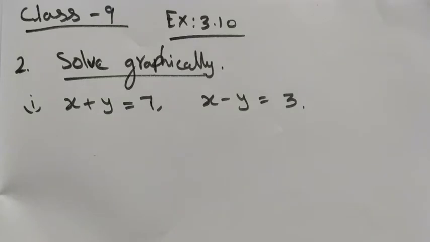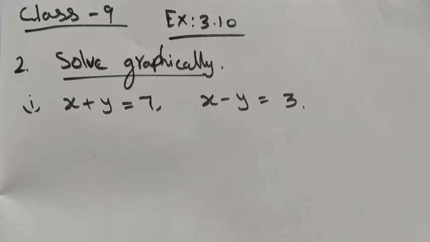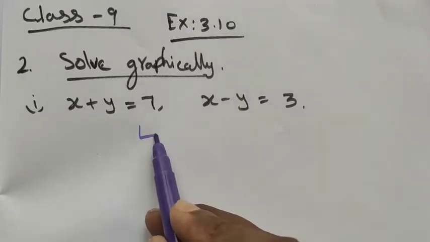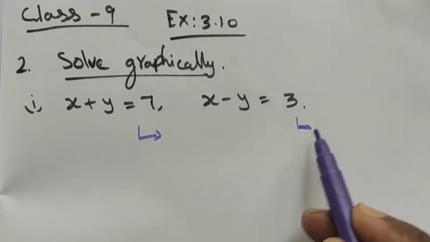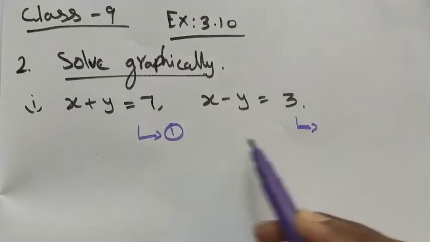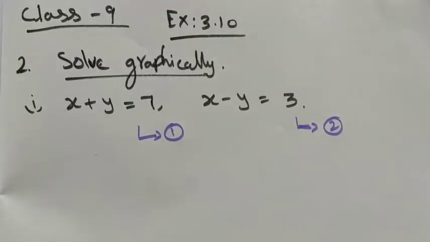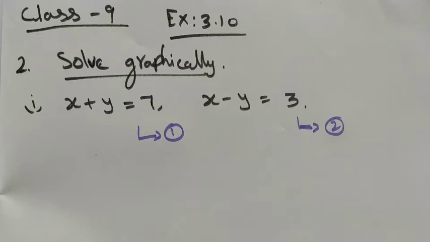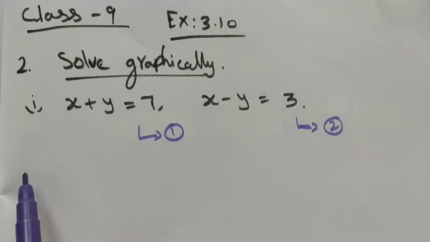Class 9, exercise 3.10, question number 2: solve graphically. Here we see the first Roman number. The first Roman number is given as x plus y is equal to 7 and x minus y is equal to 3. Here we have two equations given. To find the ordered pair for these two equations, let me take them as the first and second equation. We want to find the ordered pair of this equation.